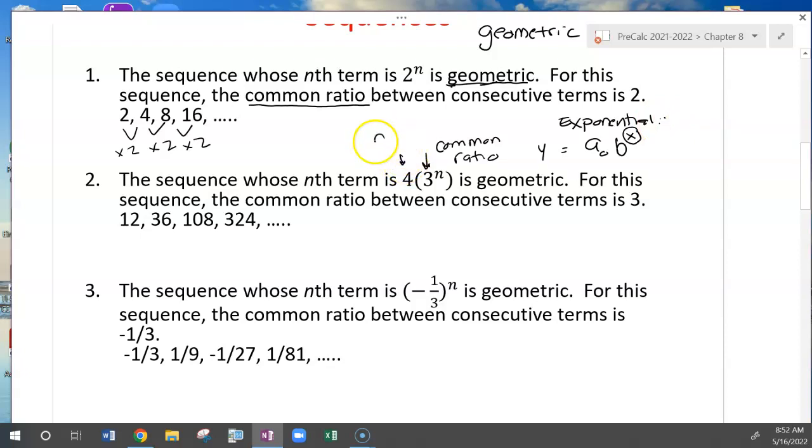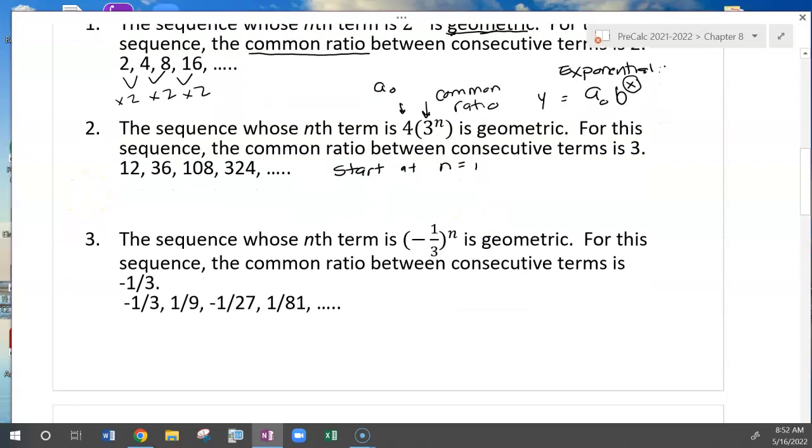Look, right there, that's a sub 0. Now when we start writing these sequences, we start at n equals 1. So you put in a 1 for n, you get 3 times 4 is 12. That's where this one's coming from. And then you do a times 3 between each one. Times 3, times 3, times 3. If you wanted to get the term before the 12, if you wanted to get the 0th term, then what you do is you plug in a 0 here for n, and then you would have 4.